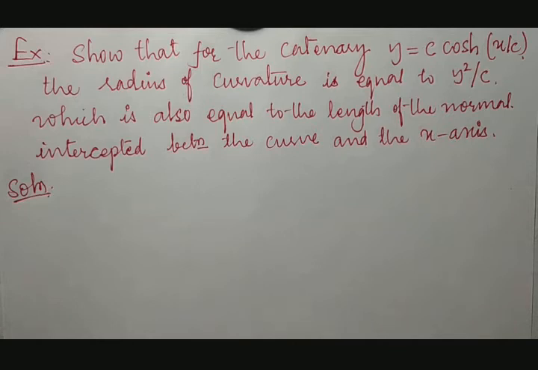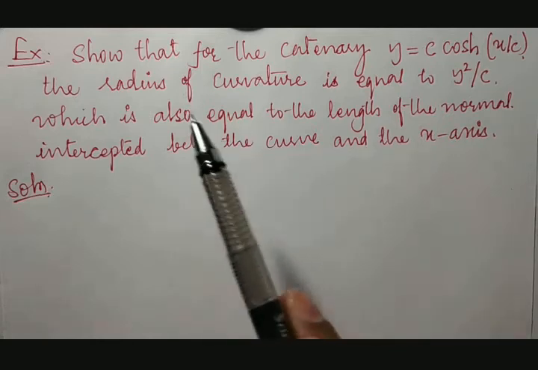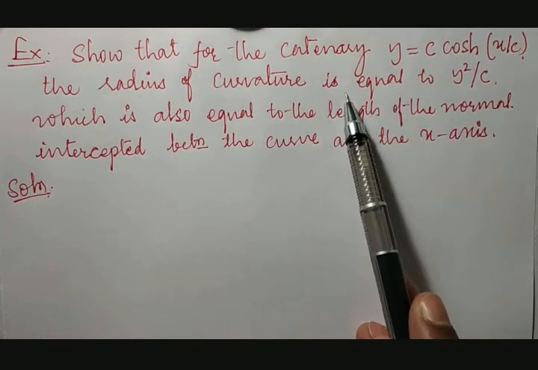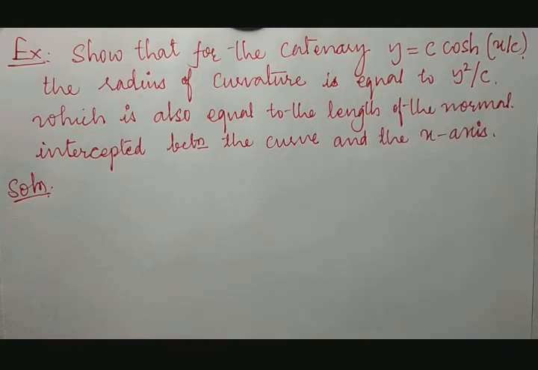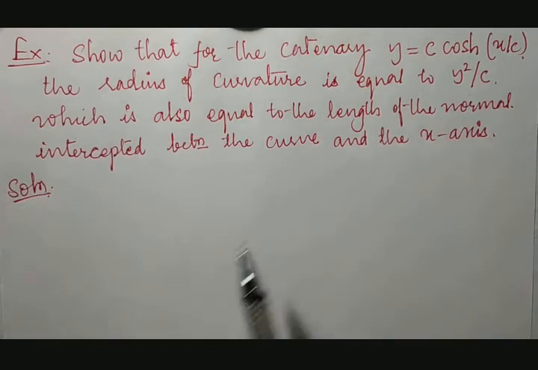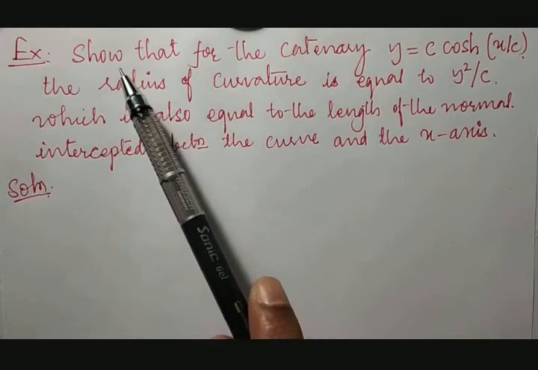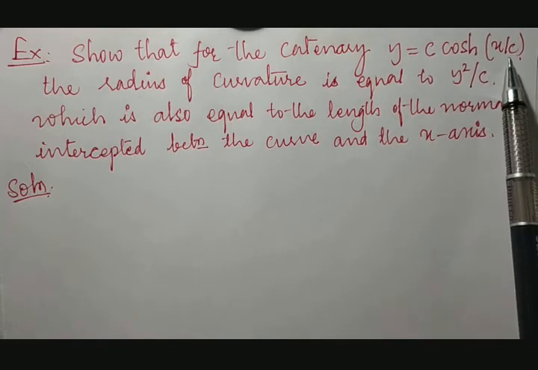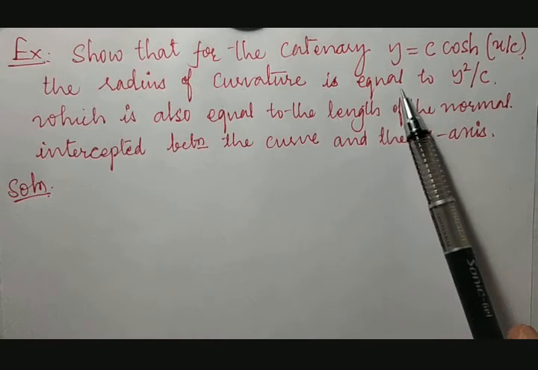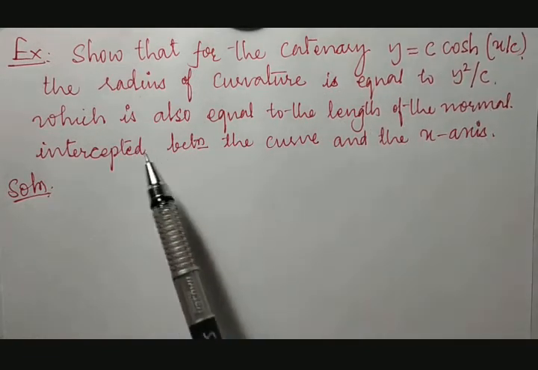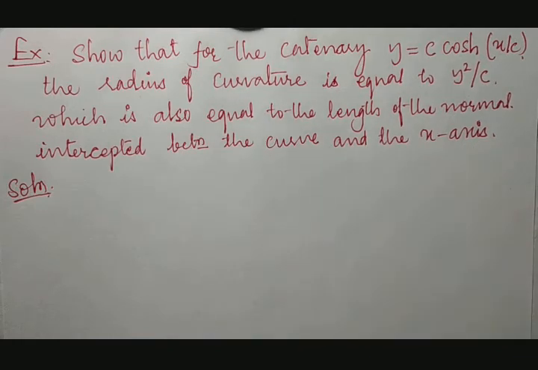In this session, we are going to discuss an example of finding the radius of curvature for a given curve, and we need to show that it is equal to y square by c, which is also equal to the length of the normal intercepted between the curve and the x-axis. So what is the question? Show that for the catenary y is equal to c cos hyperbolic x by c, the radius of curvature is equal to y square by c, which is also equal to the length of the normal intercepted between the curve and the x-axis.